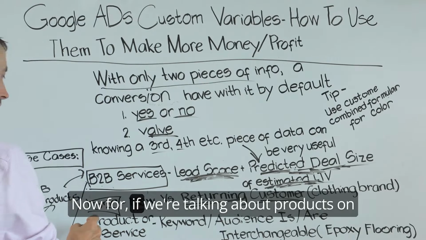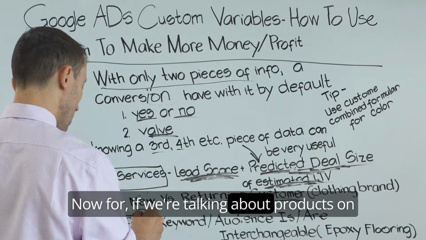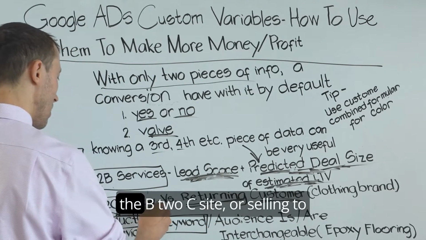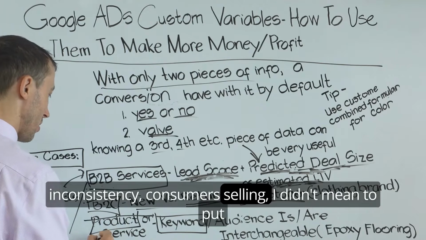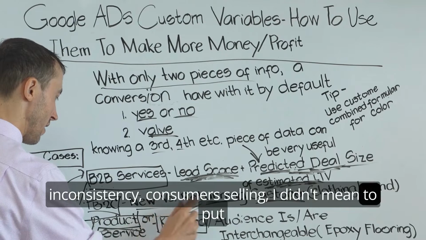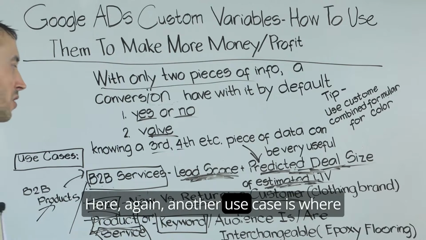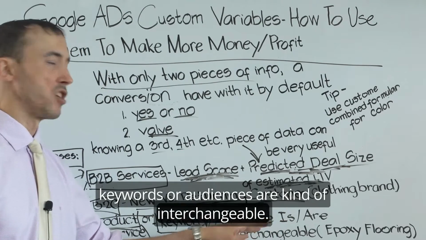Now, if we're talking about products on the B2C side, or selling to end consumers, didn't mean to highlight, put a box around this, but products or services here again. Another use case is where keywords or audiences are kind of interchangeable.